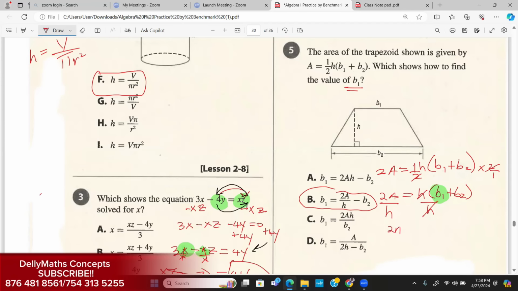So we have 2a over h, which is equal to b1 plus b2. As you could see, I need to subtract b2 from both sides. And here comes, when you subtract b2 from both sides, take a look. 2a over h minus b2 is equal to b1. We already suspected that this was it, right?